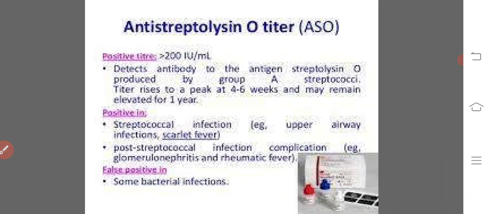Here a positive titer is greater than 200 units per ml. It detects the antibody to the antigen streptolysin O produced by group A streptococci. Titer rises to a peak at 4 to 6 weeks and will remain elevated for 1 year. Positive in streptococcal infection, for example upper airway infections, scarlet fever. Post-streptococcal infection complications, for example glomerulonephritis and rheumatic fever. And false positive in some bacterial infections.